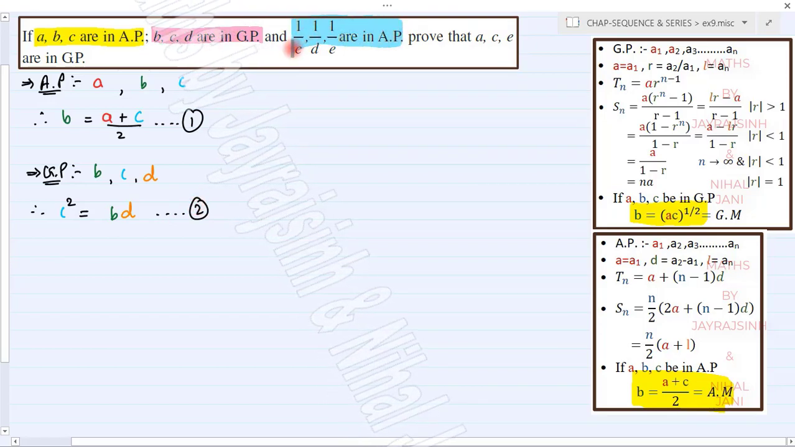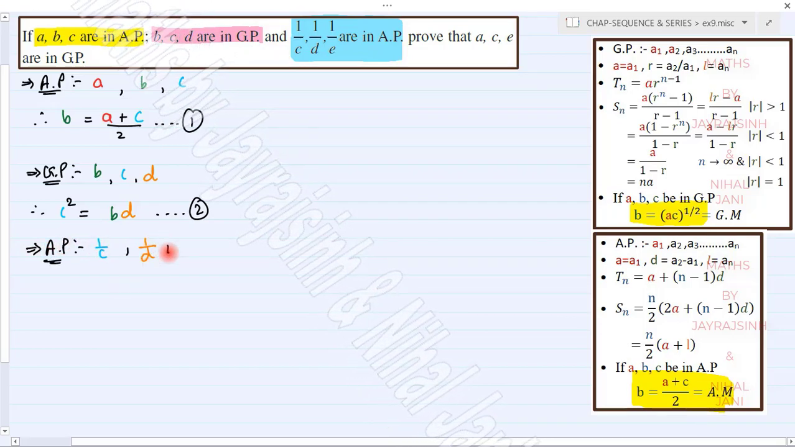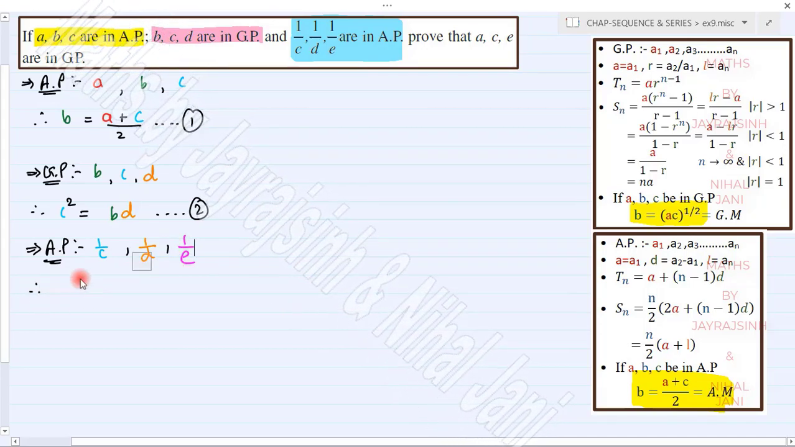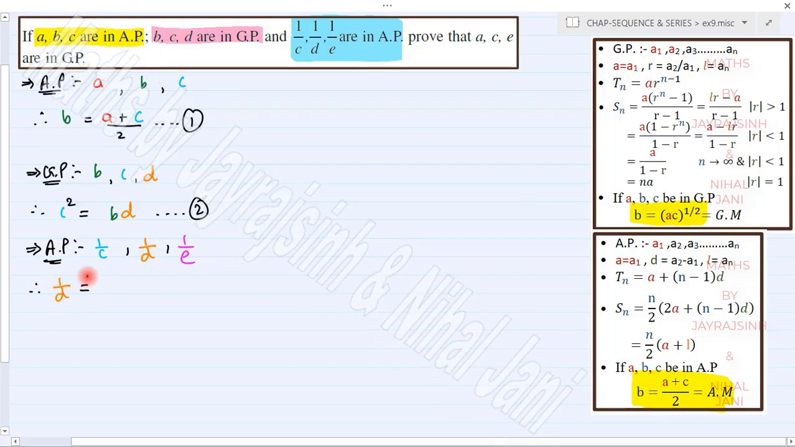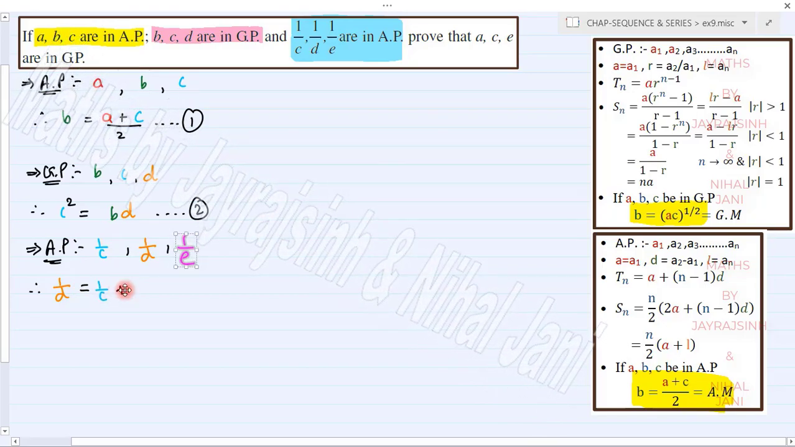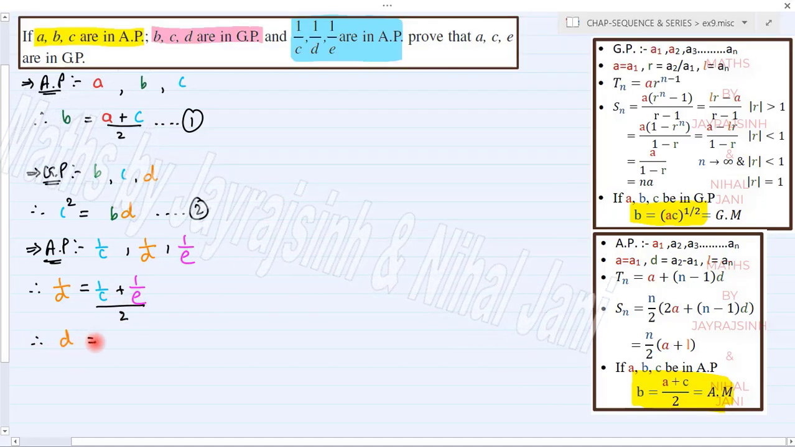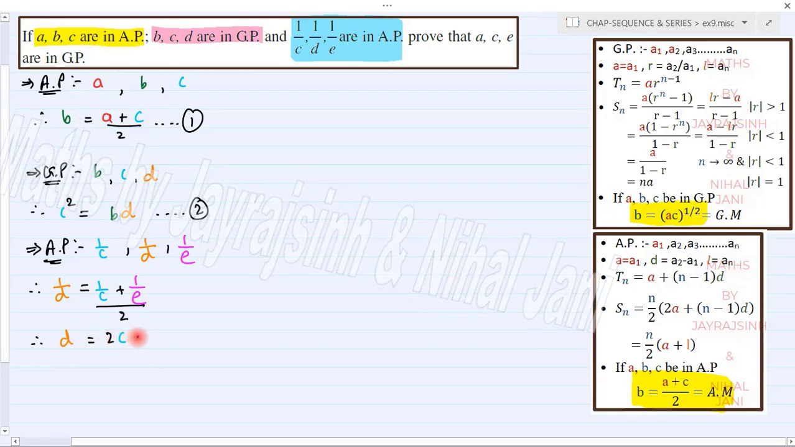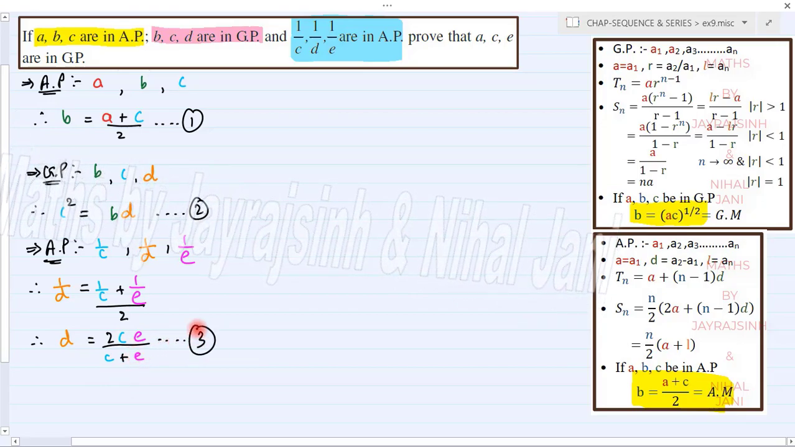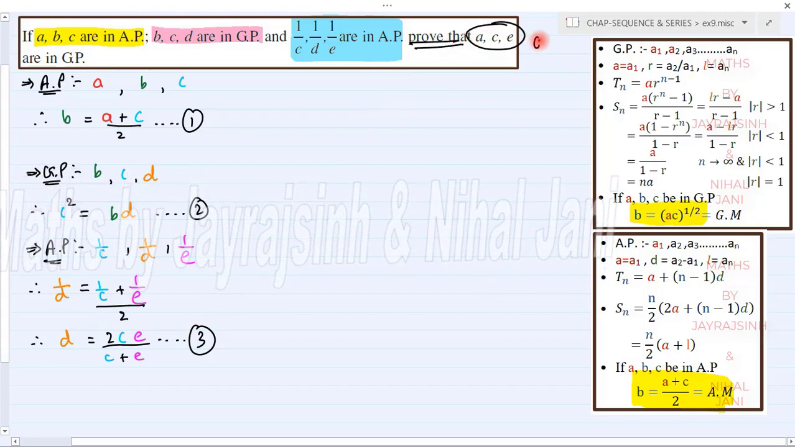Now, the third condition is again about AP. 1 upon C, 1 upon D and 1 upon E are in AP. And for that, the middle term should be equal to the summation of the first term and the third term by 2, or we can simplify D as 2 times CE upon C plus E. Let's say this is your third equation.